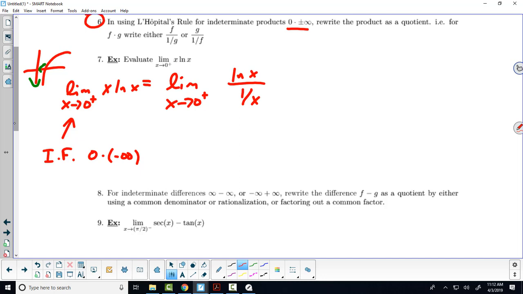Is that a legal move? Yes. I brought this x down below the line, but I also inverted it. So we're fine. I could have done it the other way. It would be a little bit harder if I did it the other way, because I'd have to do a quotient rule on 1 over ln x, which is a little bit hard to do. So I chose to do it this way. Okay. So now what indeterminate form does this have? This has indeterminate form minus infinity over infinity. Does everyone see that?